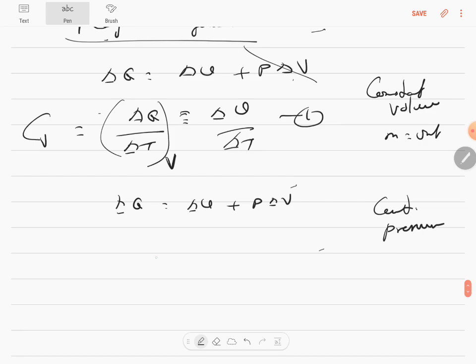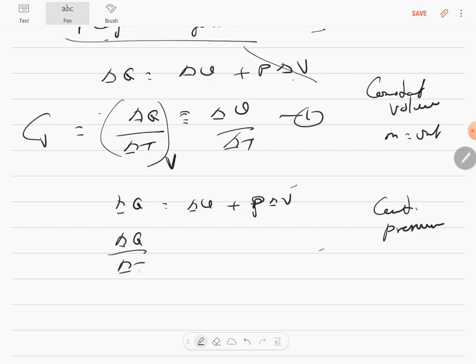Under constant pressure, so nothing will happen. So you just have to divide. This is the statement, because everything will be valid. Under constant pressure, nothing is getting deleted. P is a constant, that's all. So you have to divide everything by delta T.